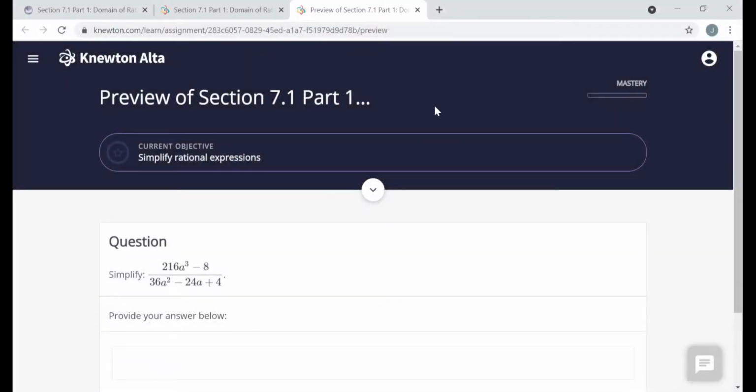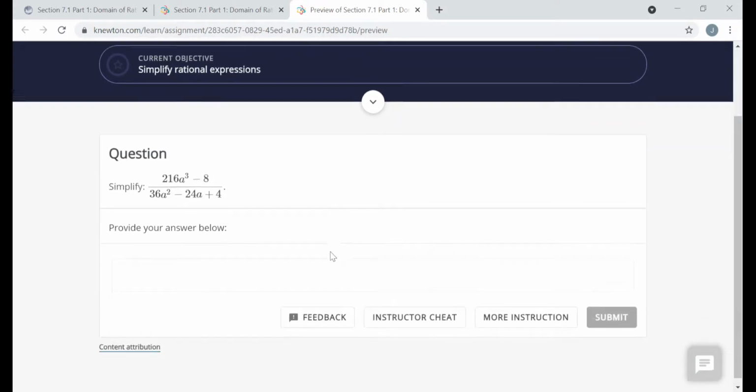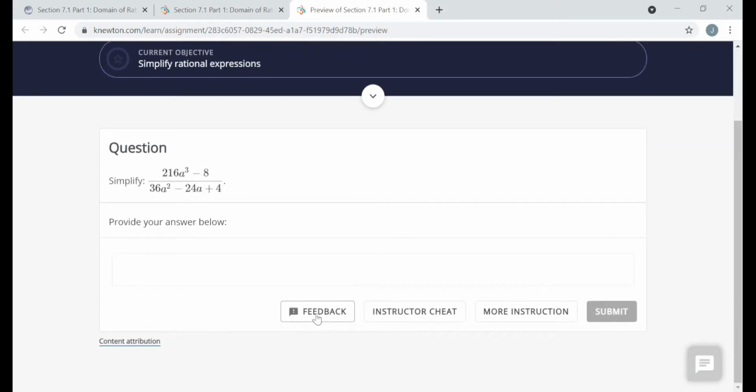Alright, so here's the assignment page. Now you will not be seeing the words preview of. You'll just see the title of the assignment, the mastery bar showing you how far along you've gotten, and the objectives. Now there are 2 objectives for this particular assignment. Then your questions. There's a feedback button at the bottom of each question where you can send Knewton feedback about a question, the way it's worded, or if there are errors. You will not be seeing the instructor cheat button. That's just for instructors.